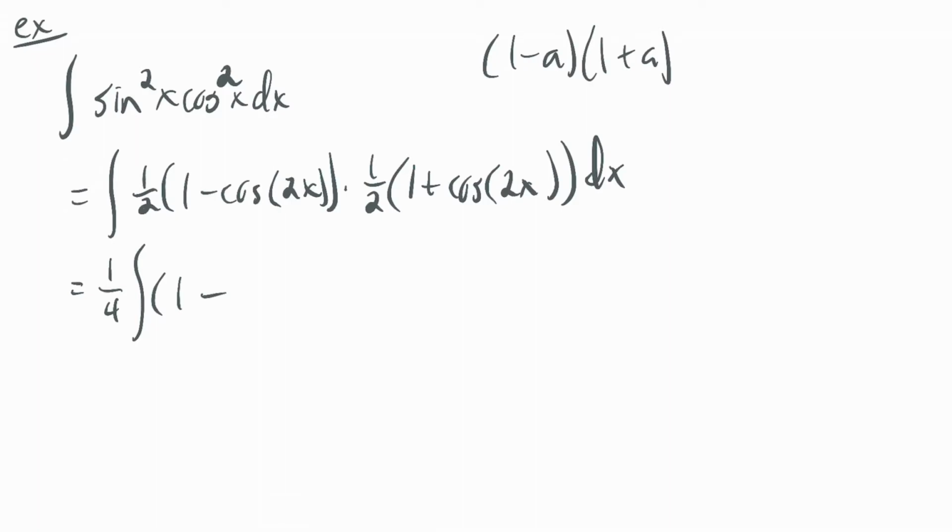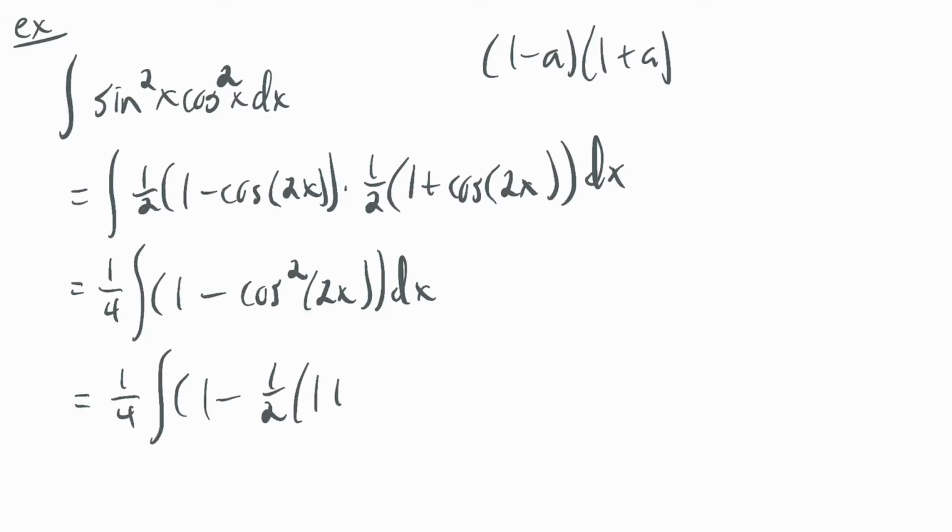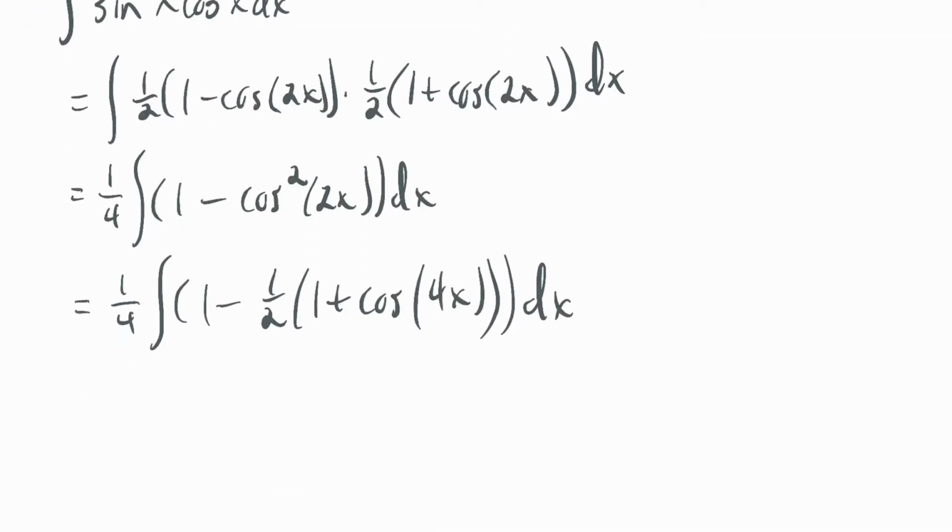Conveniently, this is a 1 minus a times 1 plus a. Right, so I get to cut corners a little bit. I know that the a and minus a will cancel. So this is 1 minus cosine squared of 2x dx. And I get to use the double angle formula for cosine again. So this would be 1/4 times the integral of 1 minus, so this would be 1/2 of 1 plus cosine 4x, close parenthesis, dx.